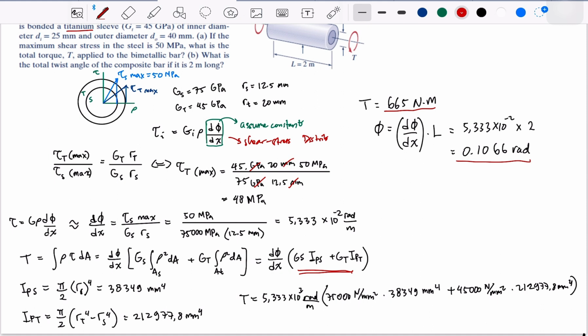Actually, for number B, you can directly take that. You can just multiply the change in angle with the length. Actually, you could also remember that the angle, by the end of the day, if we assume the regular assumptions, we can say that this is going to be this.